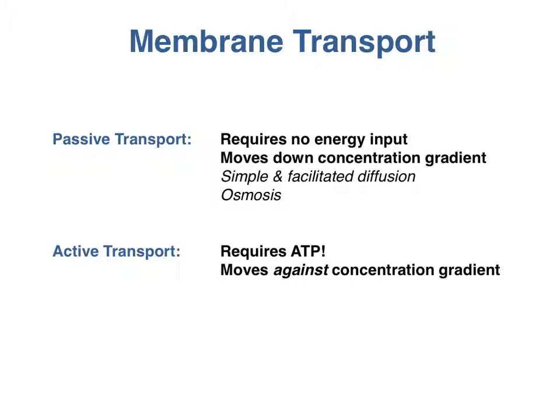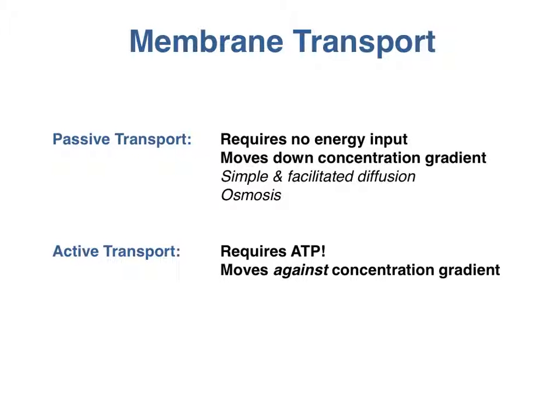One basic categorization is to look at whether or not energy is required. If no energy is required to actually move something across the plasma membrane, it's referred to as passive transport. It just happens. The cell's kind of passive about it. If energy is required, it's referred to as active transport. Active because the cell has to actually work to move that substance across the membrane.